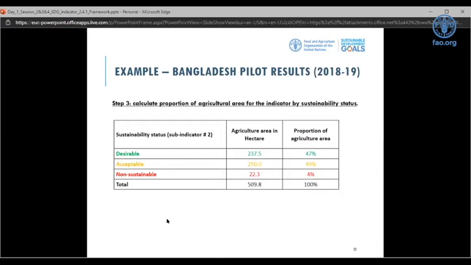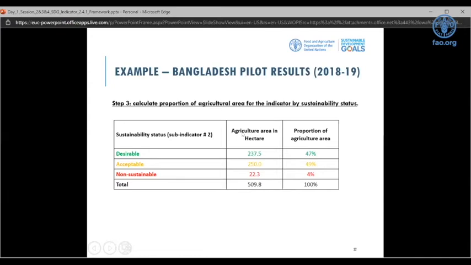Now, the numbers that I'm showing you here, this was basically a pilot test that we carried out in 2018-19 in Bangladesh. And as you can see here, using the approach that I just explained, based on how profitable the agriculture holding was in the 3 consecutive years, we have assigned the farms and their agriculture areas green, yellow, and red. We then aggregated greens, yellows, and reds, the agriculture land areas, and then we divided by the nationally representative agriculture land area to derive the proportion of agriculture area that is classified as green, yellow, and red.